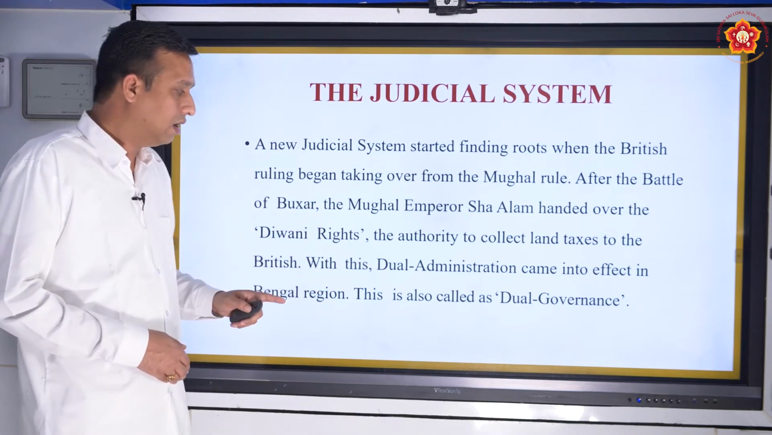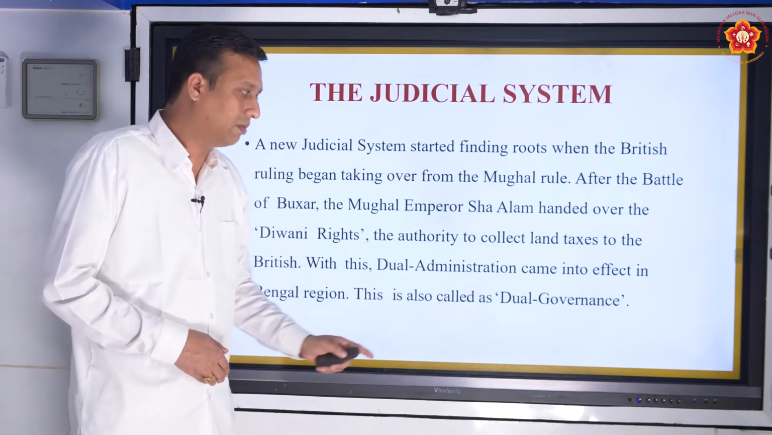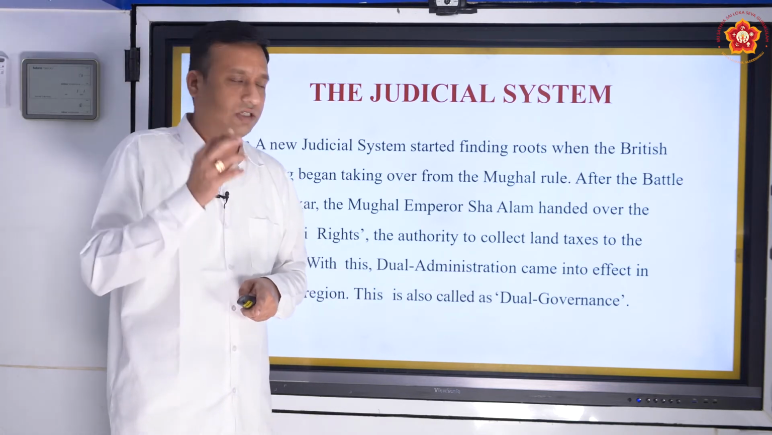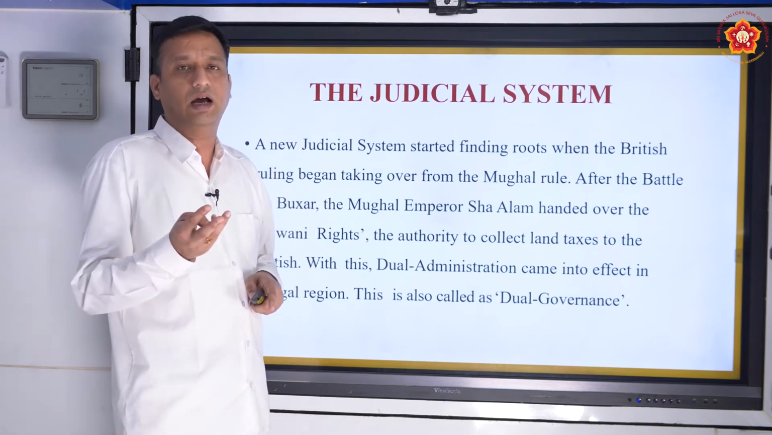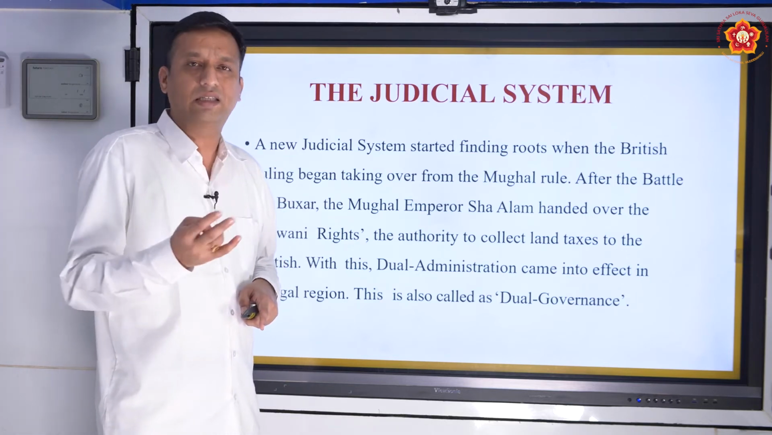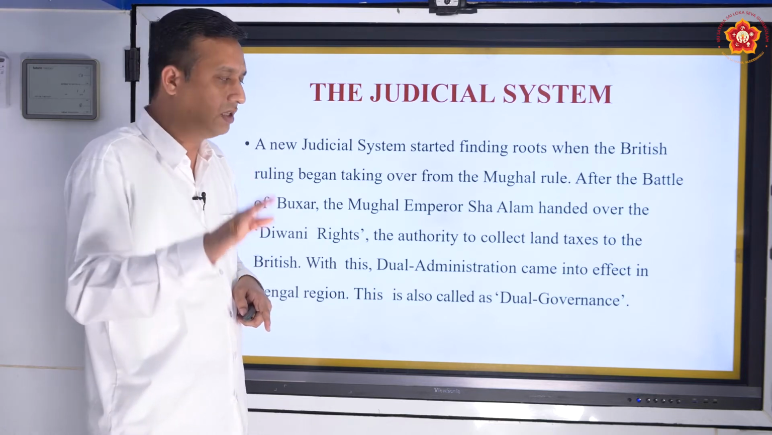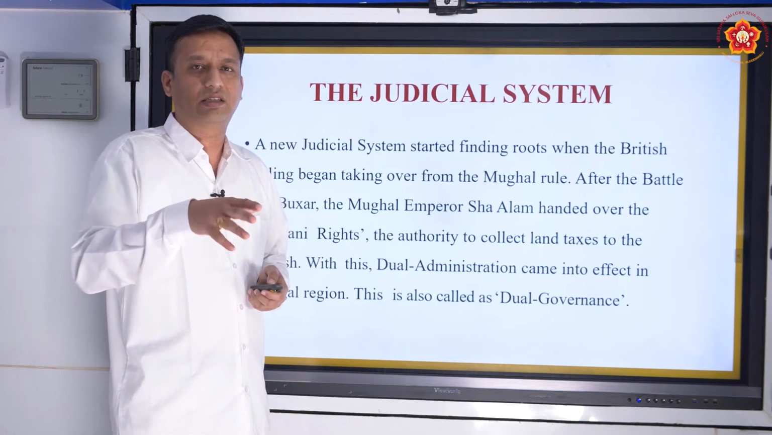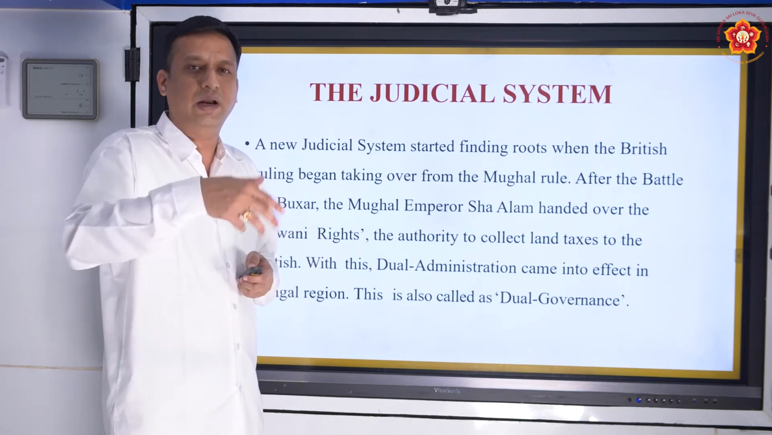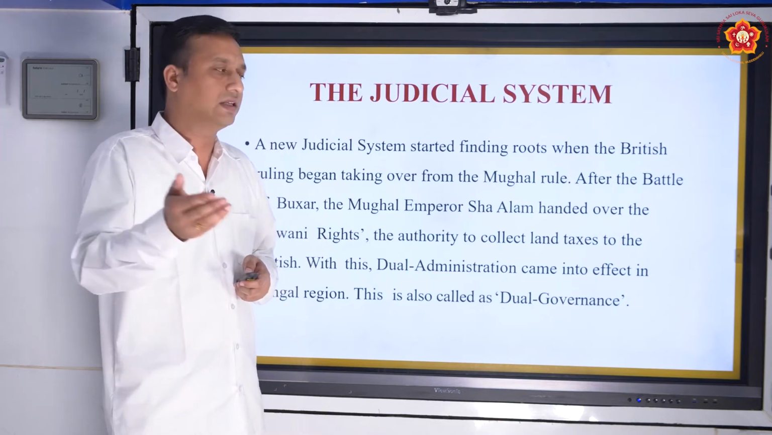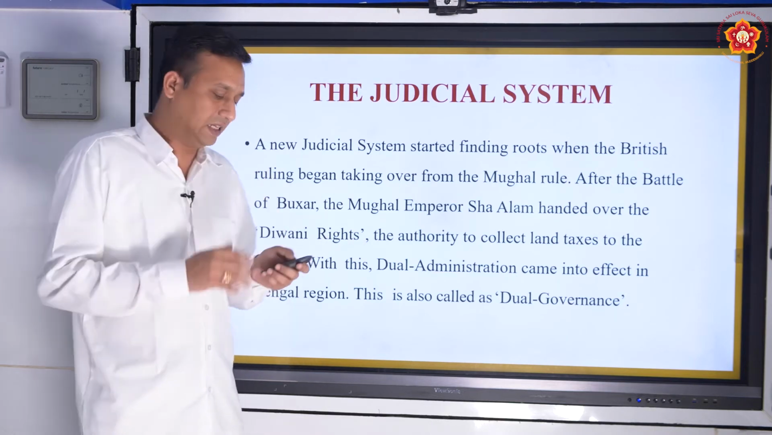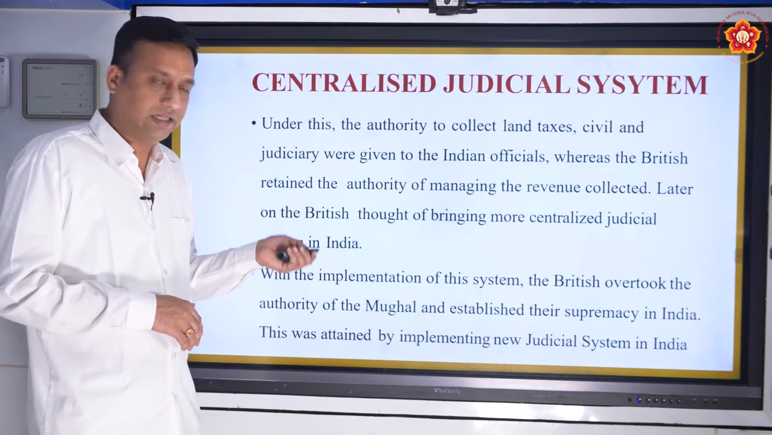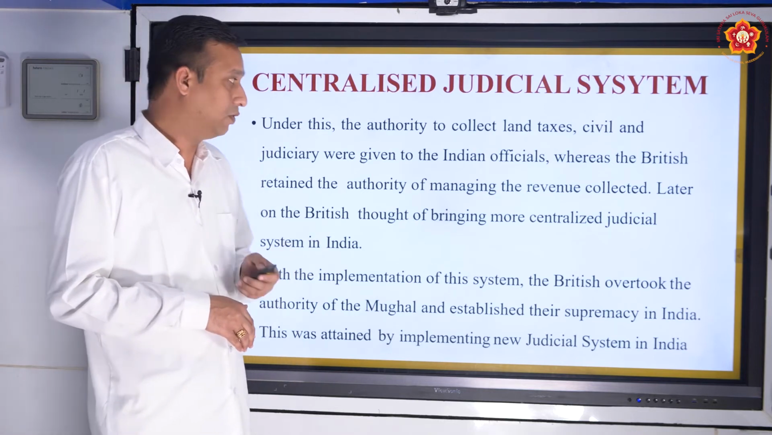So this system is called a dual system of government or diarchy, where the revenue collection, the financial side, will be in the hands of the British, whereas the administration, justice, law and order will be in the hands of the Indian rulers. See the cleverness of the British. All the money they were taking, but the maintenance and the salary, everything the rulers had to give. This was the condition. So that is called dual governance or dual administration. So Diwani rights, that is the right of collecting land revenue.